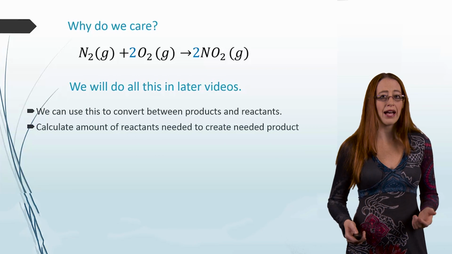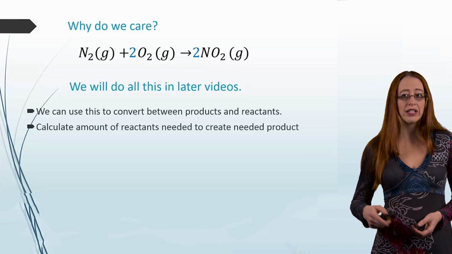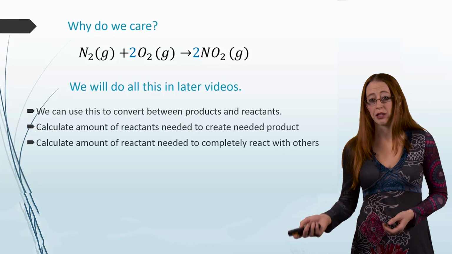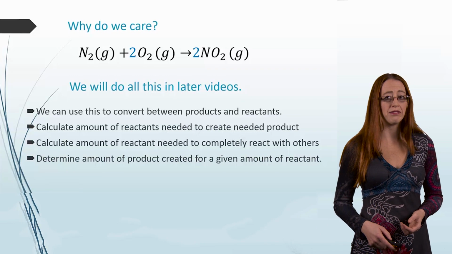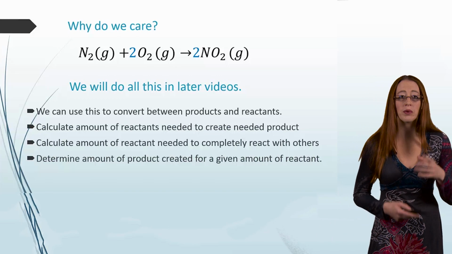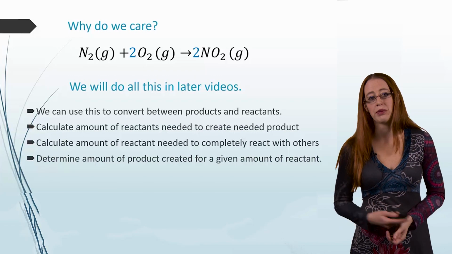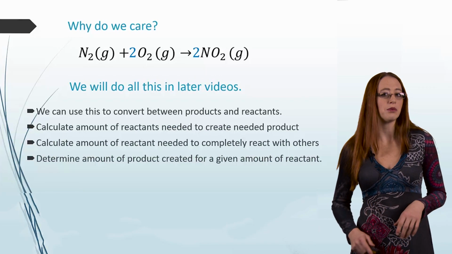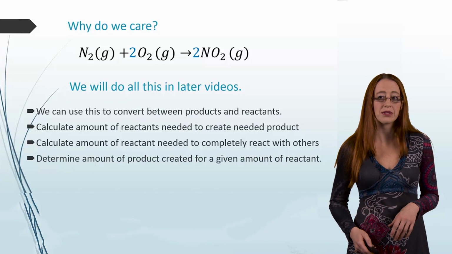For instance, if we have a given amount of reactants, we can figure out how much we need to create a certain amount of product. Or if we want a certain amount of product, we can figure out how much reactants we need to form that much product. Or maybe we know we have a certain amount of one reactant, and we need to know how much of the other reactant we need to react it completely. There's lots of different things that we can do with this that we'll work on in later videos.